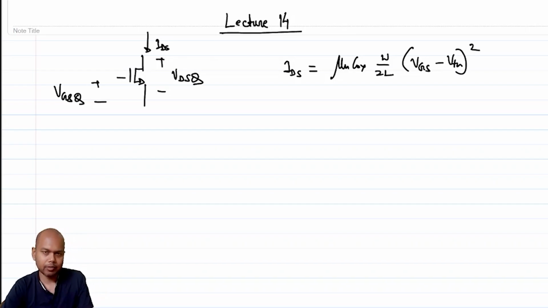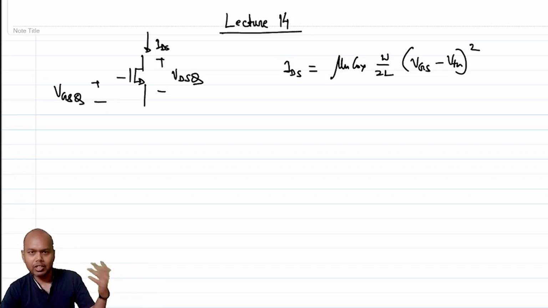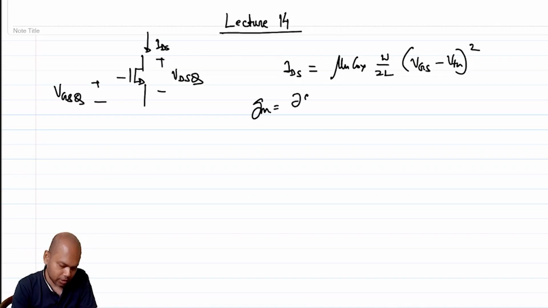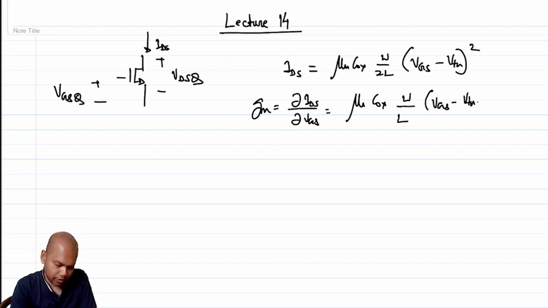Again, I am neglecting channel length modulation because when we are only considering the effect of GM, the channel length modulation does not play a dominant role, right? There is some role, but it's not a dominant role, so we'll just put it aside for the time being. So what is your GM? GM is del IDS by del VGS, which is nothing but UN Cox W by L times VGS minus VTH, right?